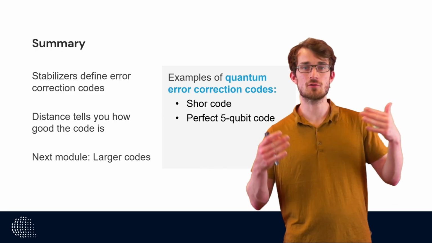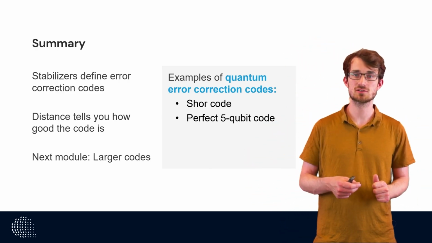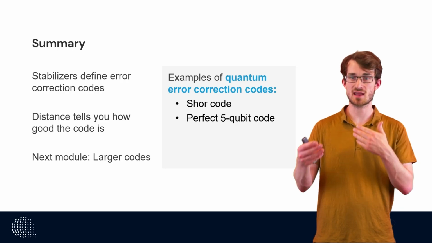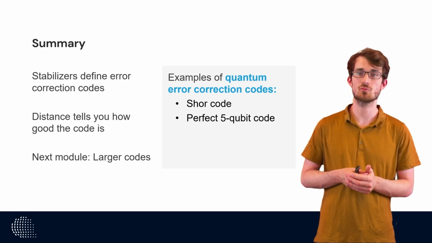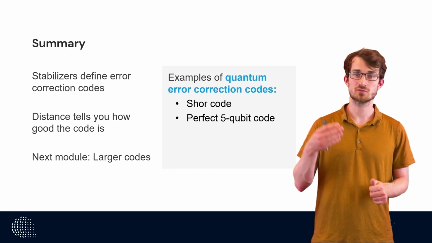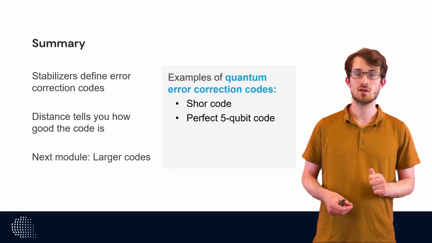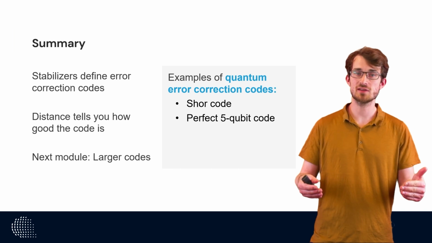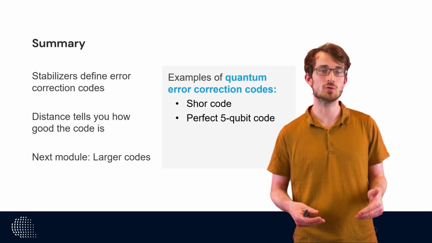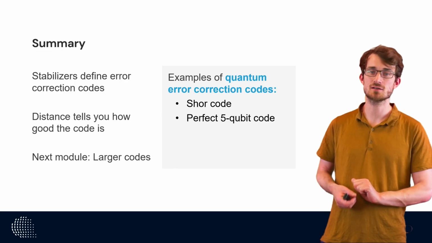So in summary, we have now defined stabilizers that we can use to construct error correction codes. We have looked at 2 examples of how the stabilizers look for real error correction codes that can detect both phase flip errors and bit flip errors, the Shor error correction code and the perfect 5-qubit code. And we talked briefly about how distance tells you how good the code is. In the next module, we will look at some examples of larger codes.